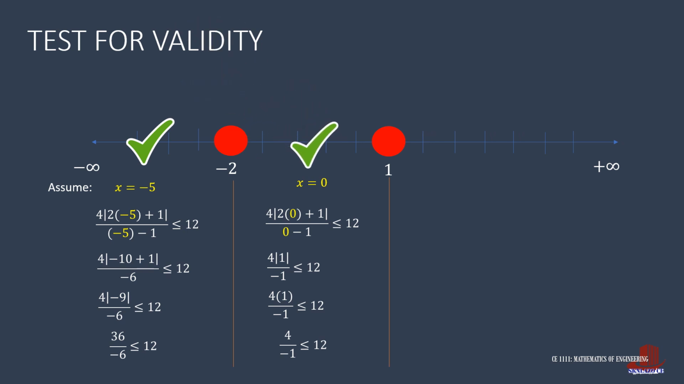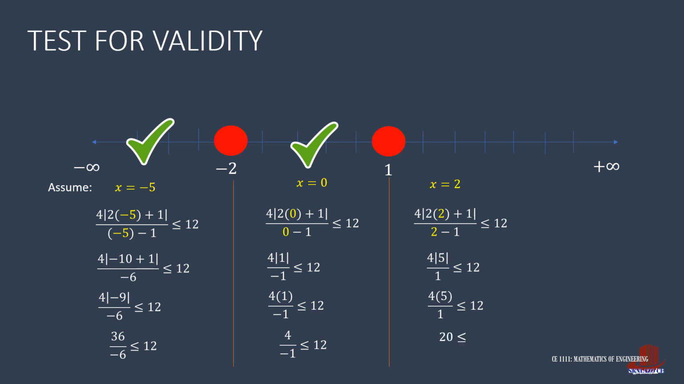From the last range, between +1 to +infinity, assume x of 2. Substitute 2 to all x in the inequation, and have 4 times the absolute value of 2 times 2 plus 1 all over 2 minus 1, and this expression is less than or equal to 12. The terms inside the modulus are simplified as 5, and the absolute value of 5 is still 5. So the inequation becomes 4 times 5 over 1. This is then computed as 20, which is not less than or equal to 12.